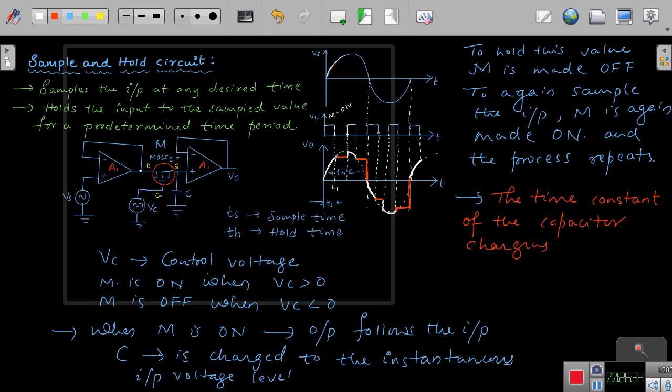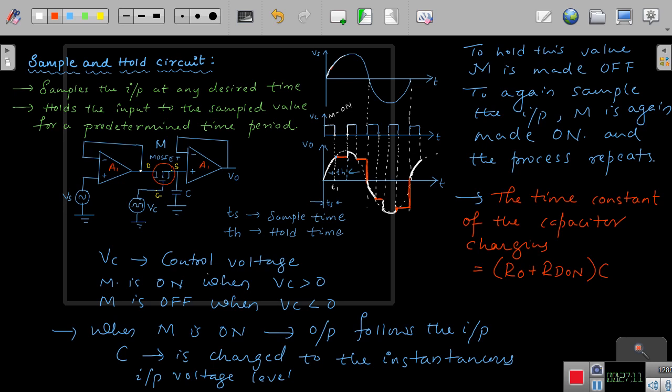So what could be the time constant here? It is the R naught, that is the output resistance of this amplifier A1, because it has to charge from here, right? Plus RD on. What is RD on? Can anybody tell me? RD on, it is the on state resistance of your conducting MOSFET, correct or not?